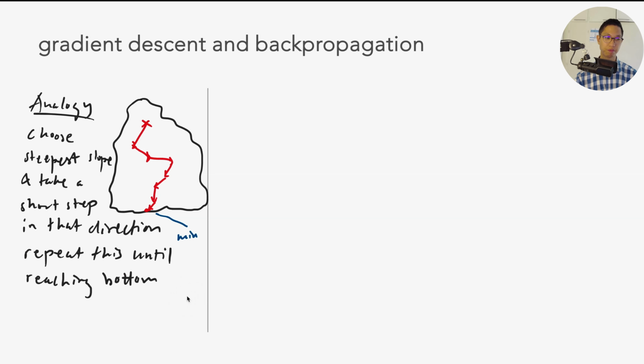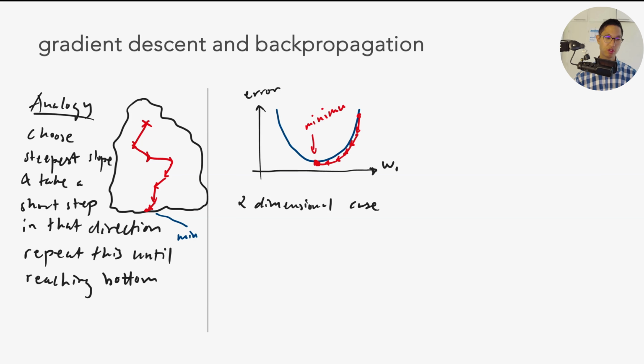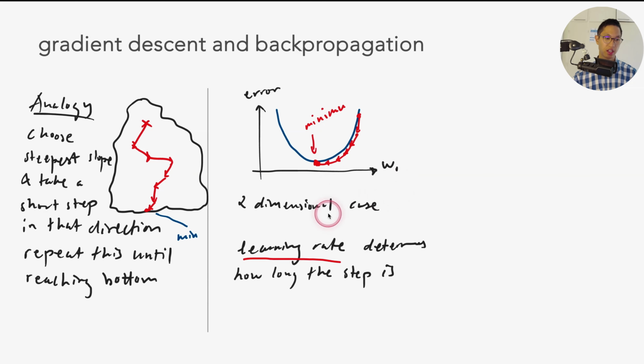This is the analogy. And in the two-dimensional case, you can see it as this. You have an error here, you have W1, and you have a slope that looks like this. You start here, and then you follow the derivative until you reach the end. The learning rate determines how long this step is. If you have a short learning rate, then you have a short step. Then it will take a longer time to train, but it means that you learn more.